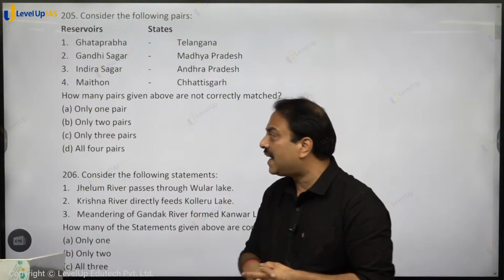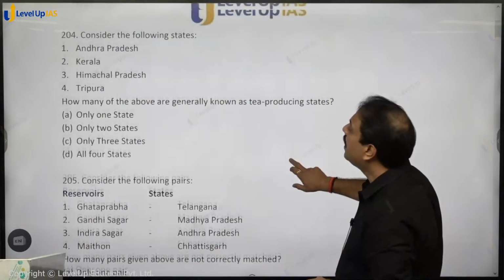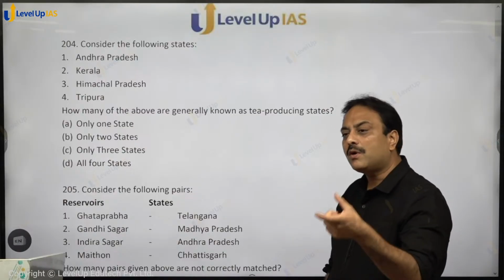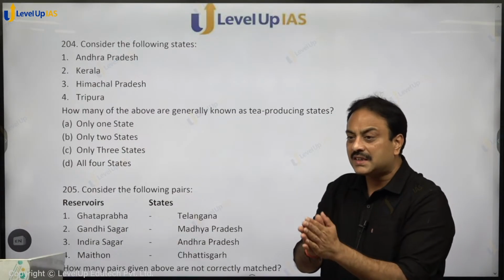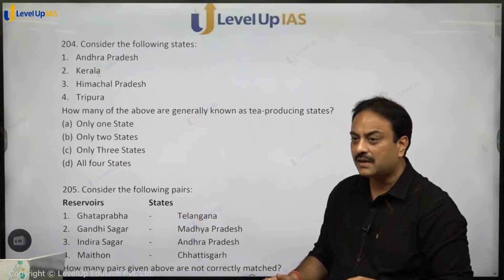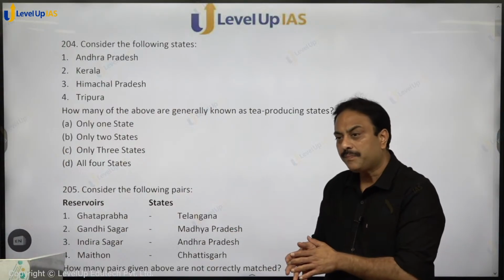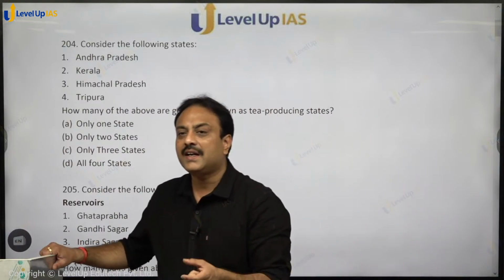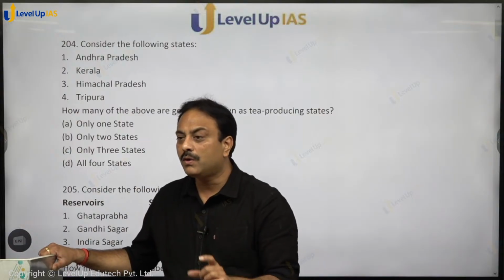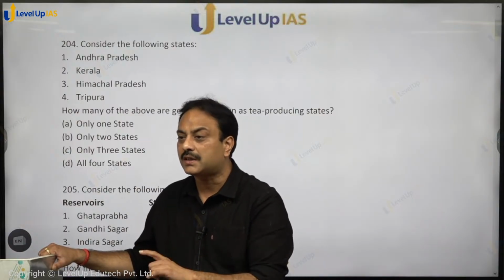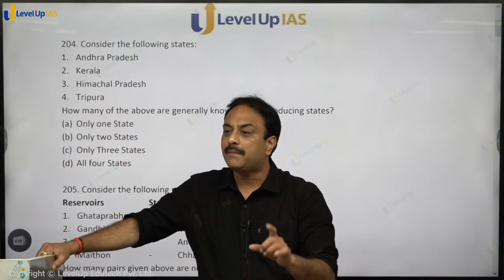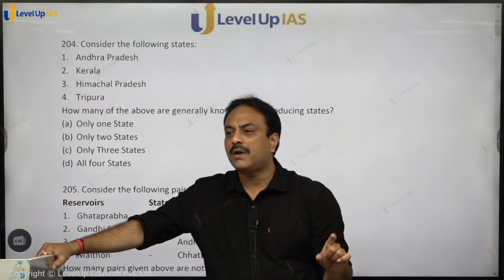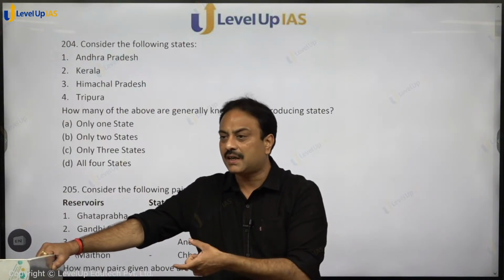The statement is saying, how many of the above are generally known as tea producing states? The Tea Board of India is giving the statement that these states are generally known as tea producing states. So the question has been framed from there only. In general, when anything is being produced and any area is known for production, it should have some recognition. The quantity of production must be beyond a benchmark, right? Only then will you consider that particular region as known for producing a particular article, right?